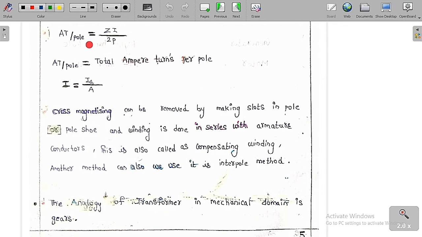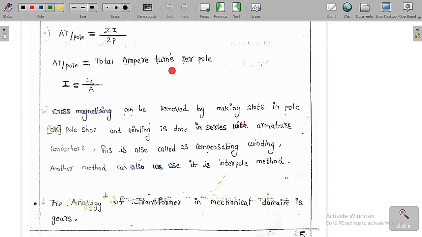The ampere turns per pole is equal to Zi by 2p. This is called the total ampere turns per pole, which is equal to Zi by 2p.